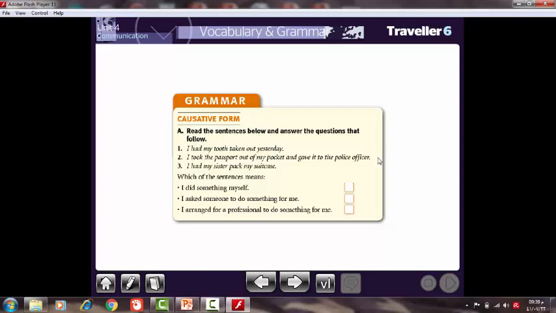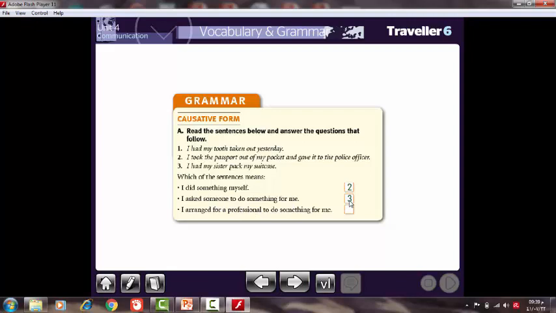Okay, let's see. Yes, I did something myself. So it's number two. I took the passport out of my pocket and gave it to the police officer. Let's see. I asked someone to do something for me.